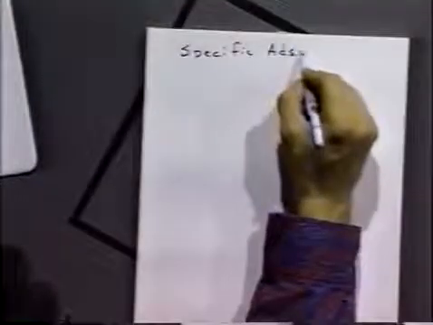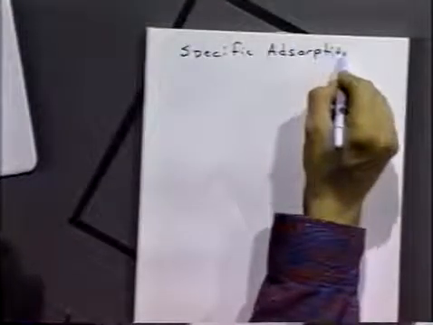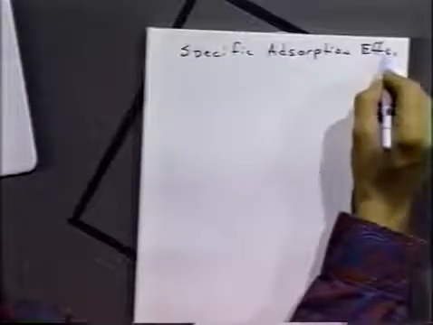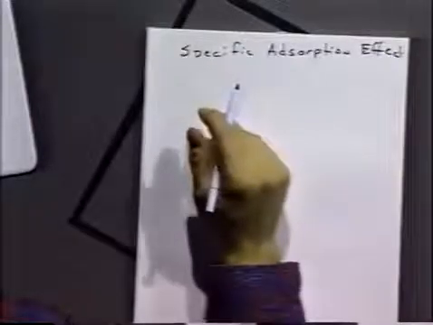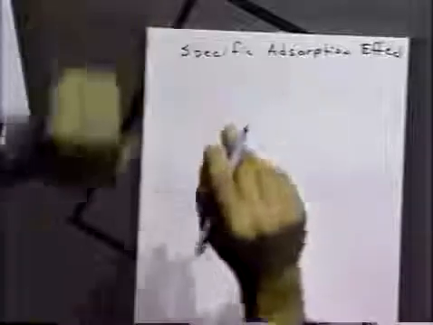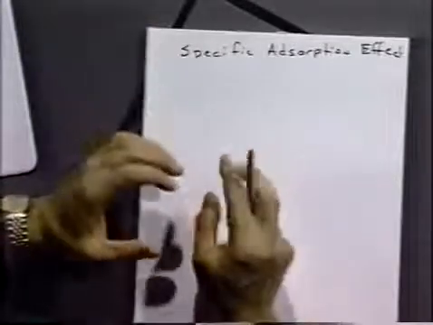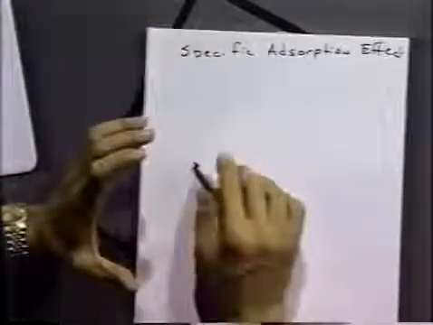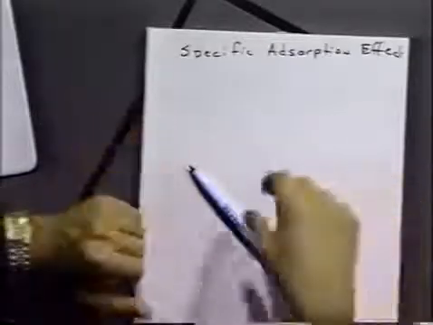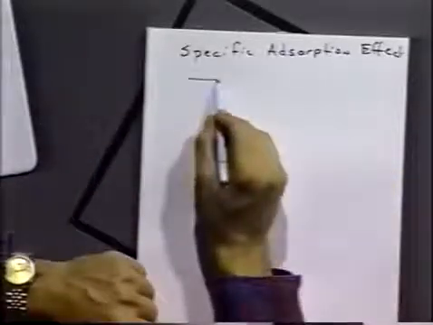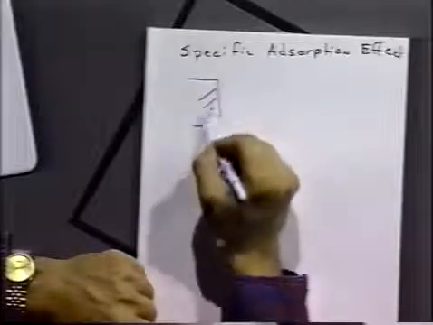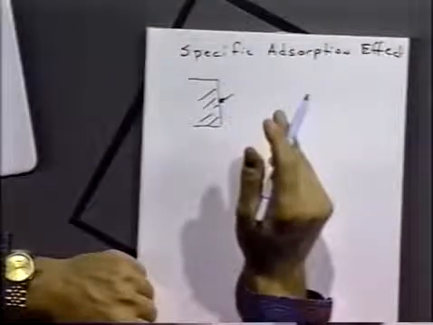Let's talk about the next topic, which is specific adsorption effects. Now, when we talk about adsorption, we have to consider what happens when we've got materials adsorbed on the surface. What's the process by which that happens? A molecule or ion can approach a metal electrode and become specifically adsorbed onto that surface, stuck onto it somehow.